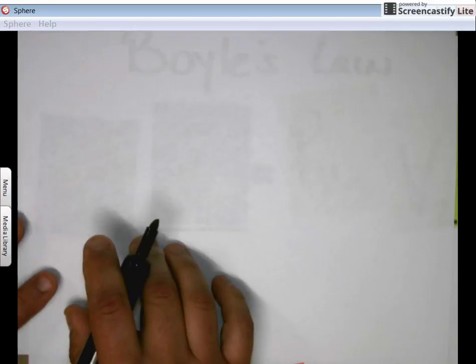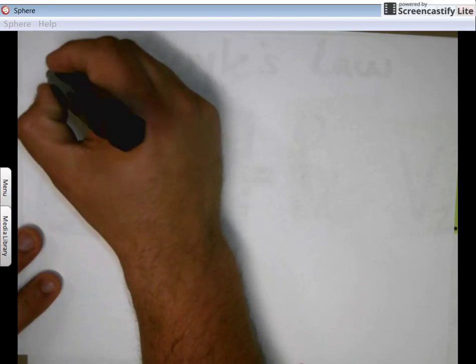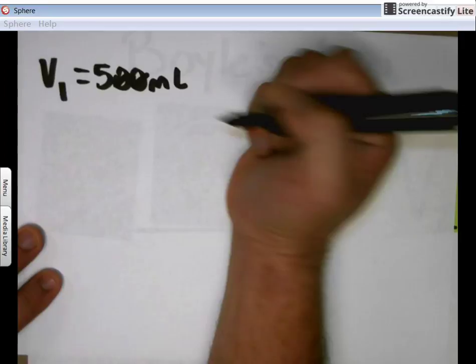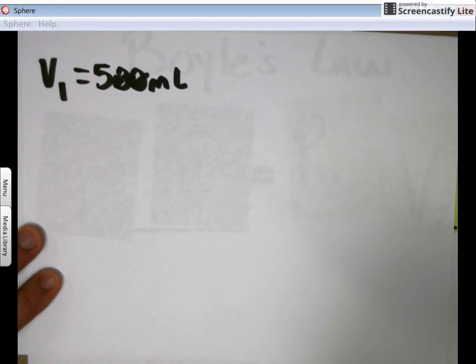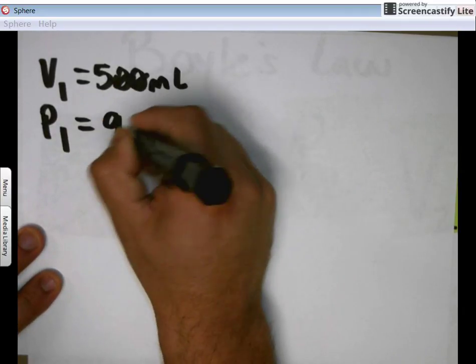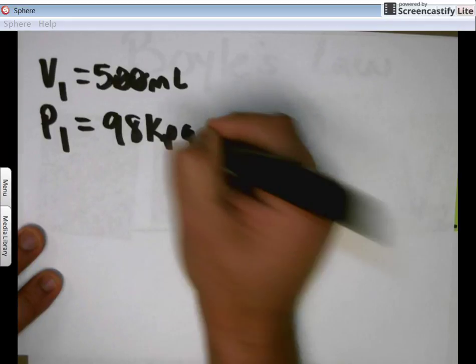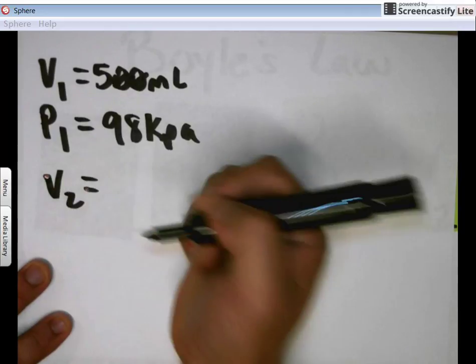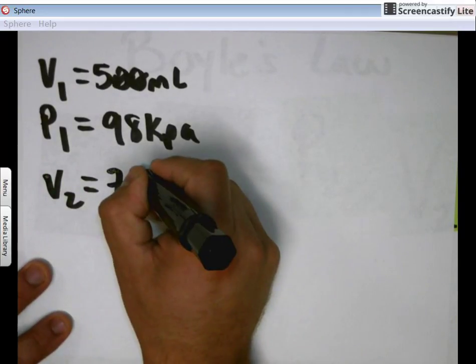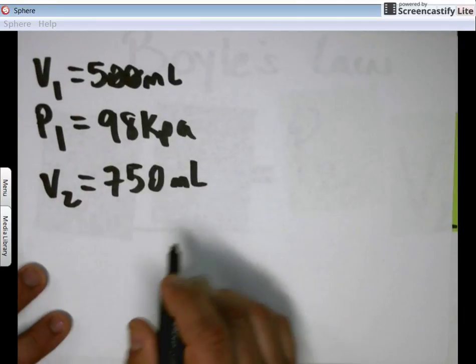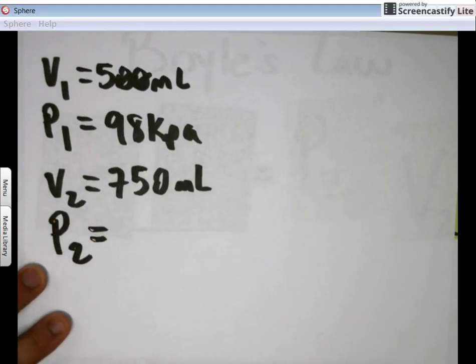It gives you a volume, which is the first volume, which is 500 milliliters. Right? So you're going to write that down. And then it gives you a pressure, which is 98 kilopascals. And it gives you another volume. So that's your V2, which is 750 milliliters. All right, and it's asking you to solve for P2. Right? So that's your unknown.